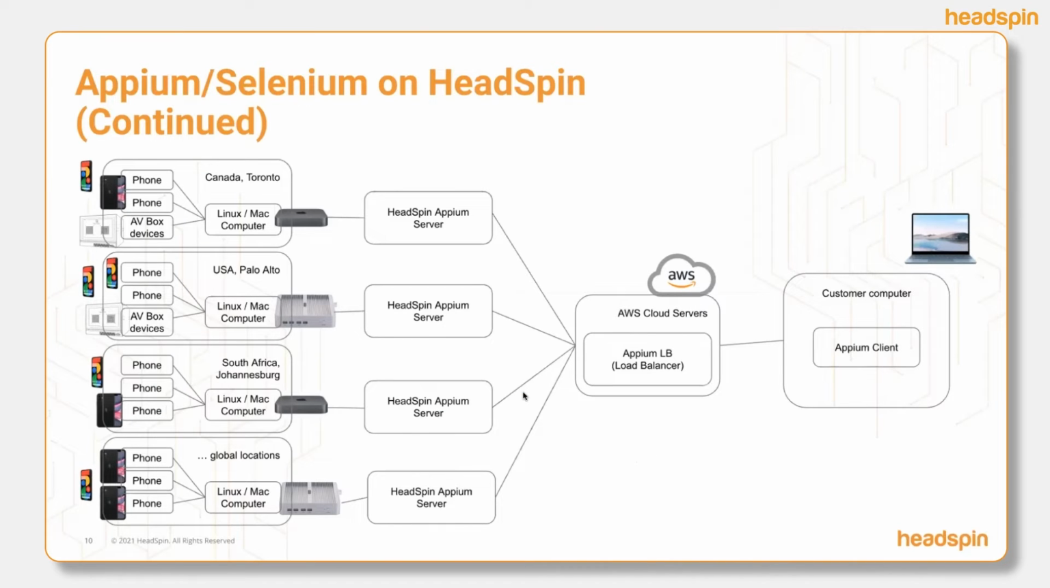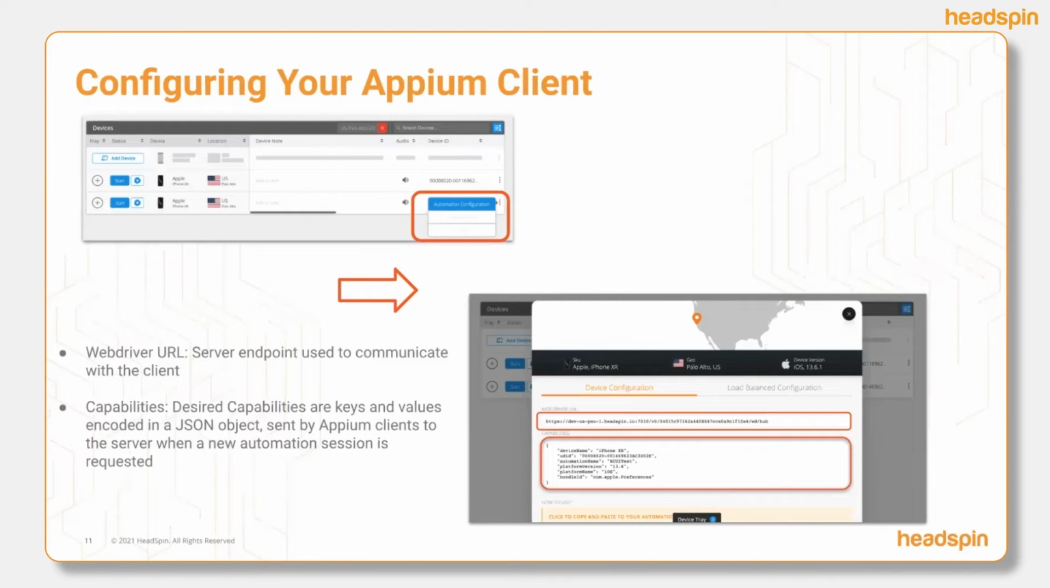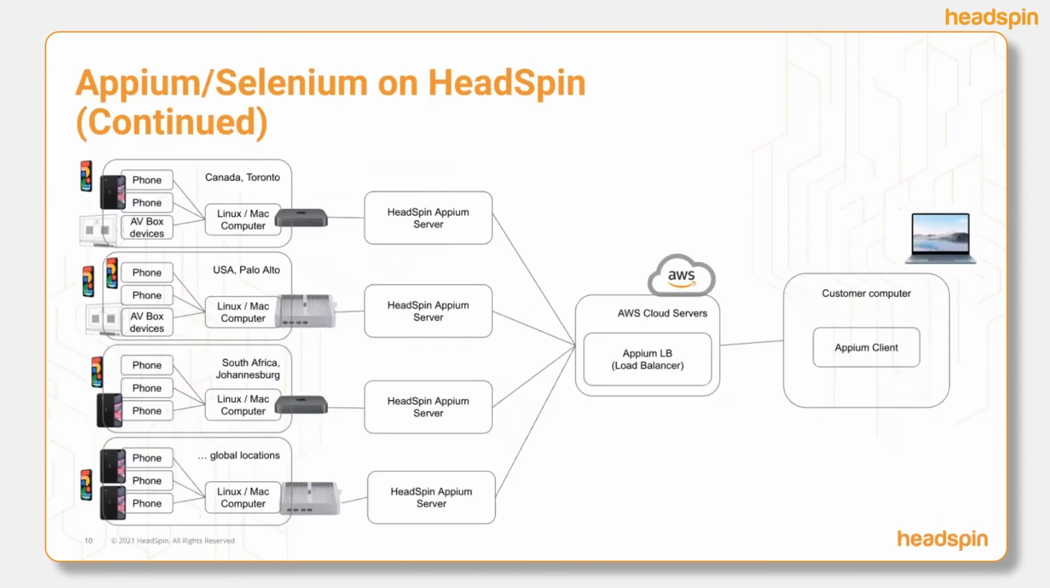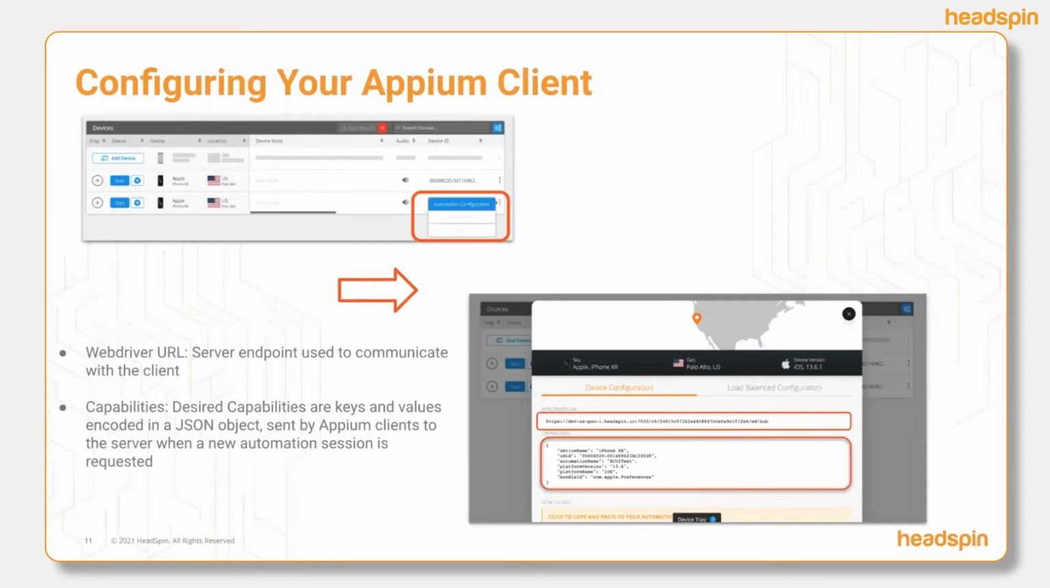So outside of this, configuring your Appium client, one thing I do want to outline is that inside HeadSpin, we support vanilla Appium. We support Appium out of the box. We don't fork Appium like open source Appium and add any custom vendor lock-in.